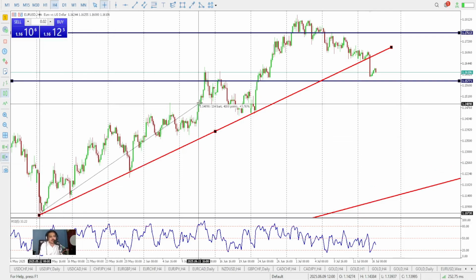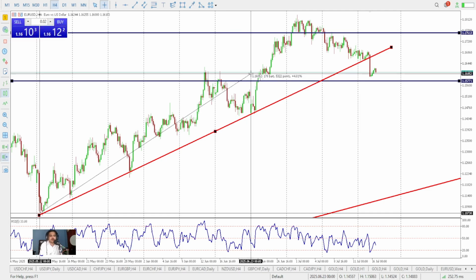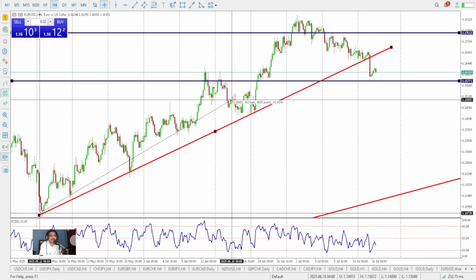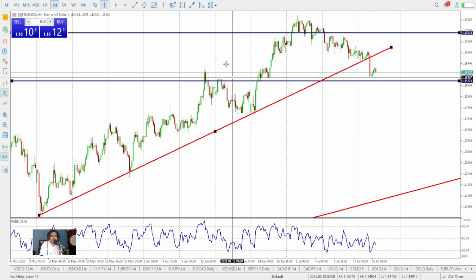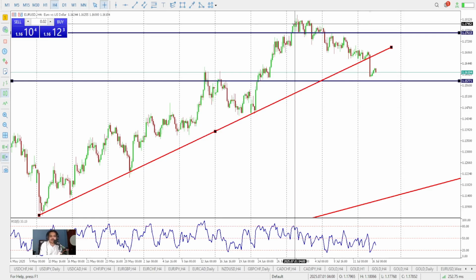And the market on the H4 was very nicely following this particular trend line, making lower highs and higher lows to the top side of the market. Due to that, this trend line was very nicely respected by the price. Let's have a look at this particular market right now.